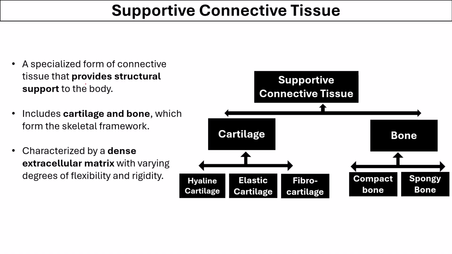Supportive connective tissues are those that specialize in providing structural support to our skeleton. For example, cartilages and bones in our body, they make our skeleton, they provide shape and posture to our body. They have dense extracellular matrix. As I mentioned earlier, in between cells in connective tissue, there are huge intercellular spaces. These spaces are filled with jelly-like material, and in supportive connective tissue, this material is relatively very dense.